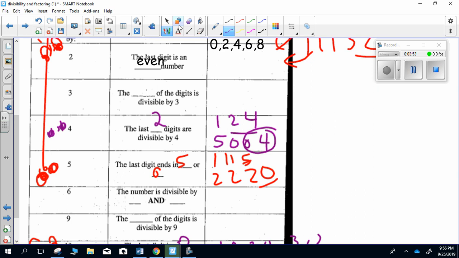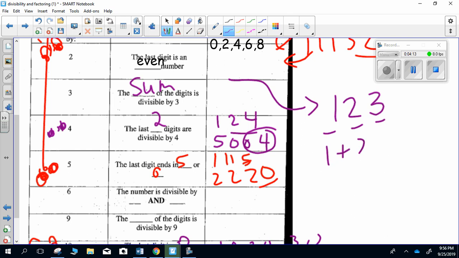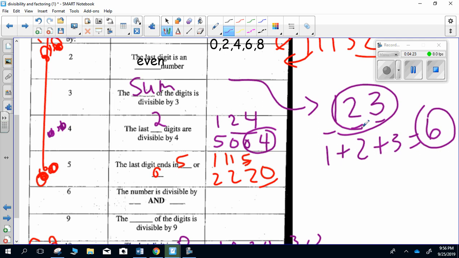Then we go to 3. For numbers that are divisible by 3, the sum of their digits is divisible by 3. What I mean by that is this: if I have the number 123, it is made up of the digits 1, 2, and 3. If I add 1 plus 2 plus 3 together, I get 6. Because this 6 is divisible by 3, this entire number is divisible by 3. So this is an adding rule, and we're going to put a plus sign here.